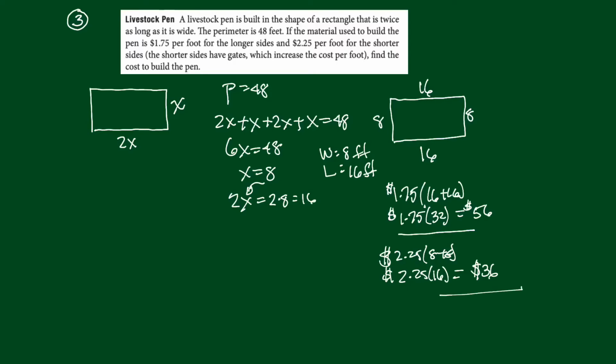So all in all, how much is it going to cost us? Well, the long sides cost $56 altogether. The short side's $36. So altogether, you add those up, we're going to get what? $92?